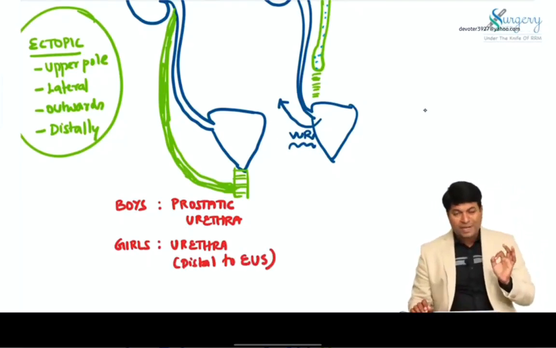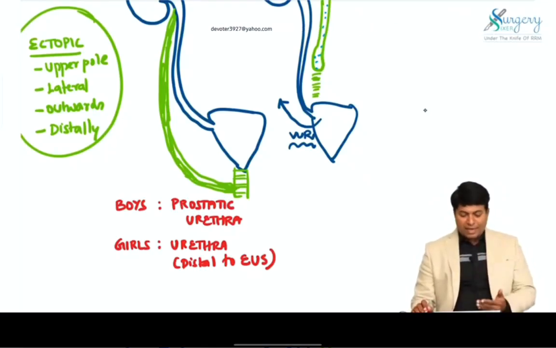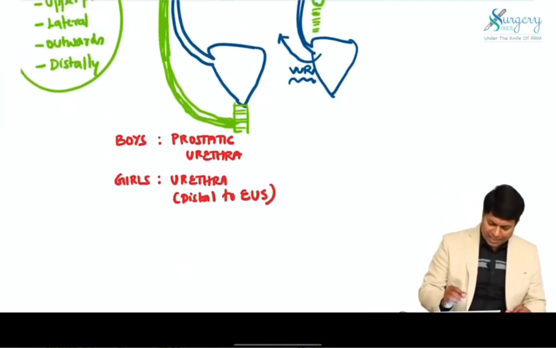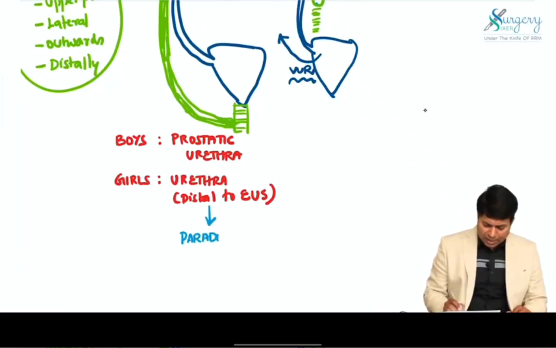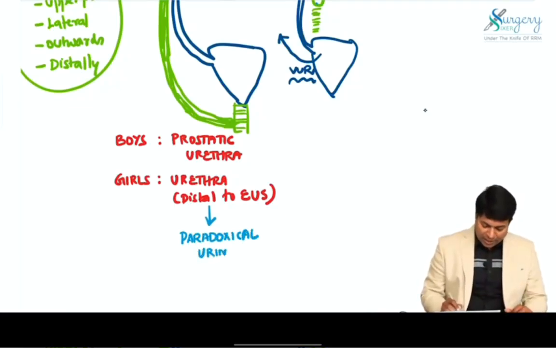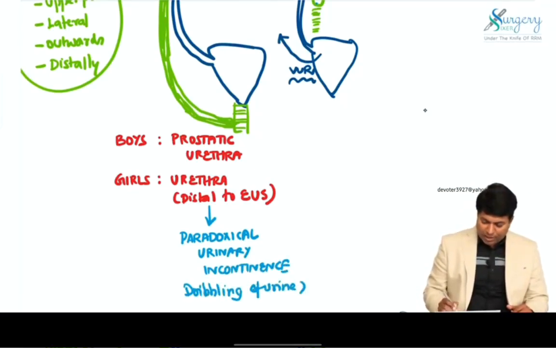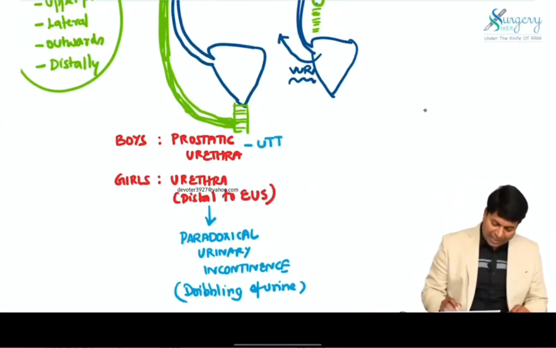Very important: the external urethral sphincter is the one which controls whether we pass urine or hold it. Here in girls, it is opening distal to the external urethral sphincter. So what will be the presentation in girls? Girls will have paradoxical urinary incontinence, with continuous dribbling of urine. Boys will develop only urinary tract infection.